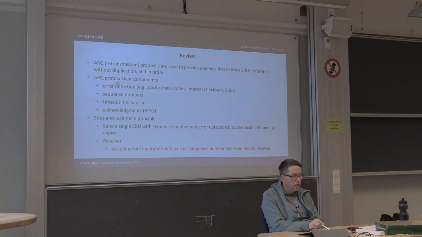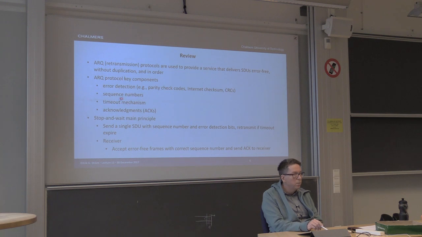The key components in any ARQ protocol is that we need some type of error detection in order to verify that things are correct at the receiving end. To do that, we use an error detection code, for instance, parity check codes, internet checksum, or CRCs, or something else. Which one we choose depends a little bit on how crucial it is to actually find all the frames that are in error, and also a little bit on what we think the error probability in transmission will be. So for good channels, we can use weak codes like parity check codes. For bad channels, we need something more powerful like a CRC code.